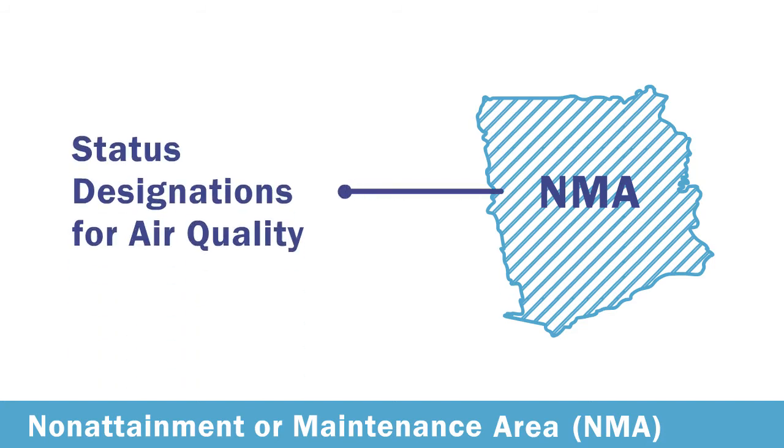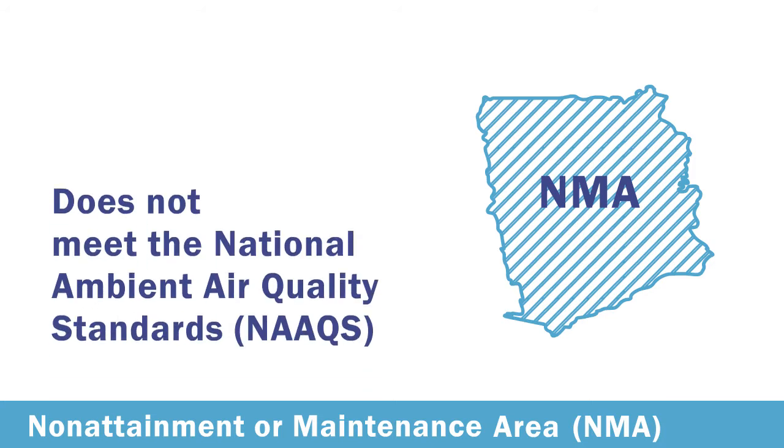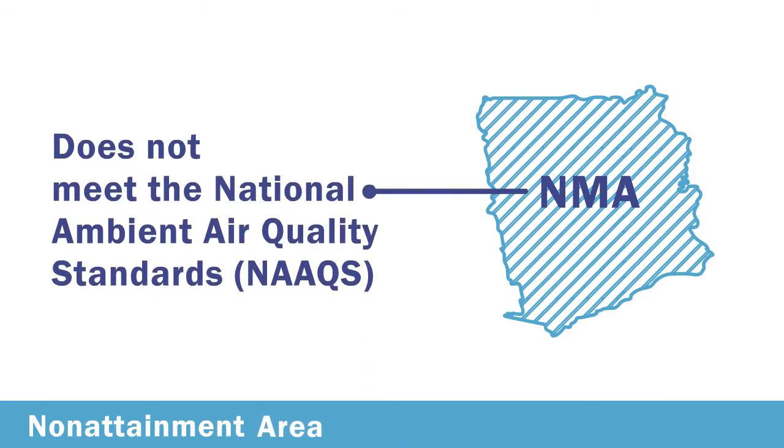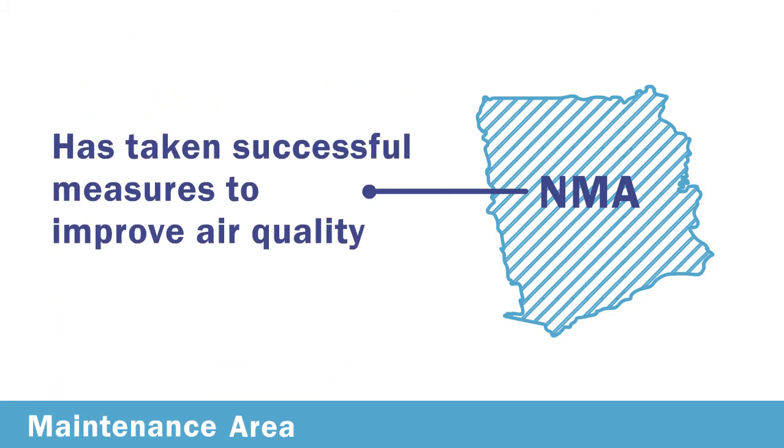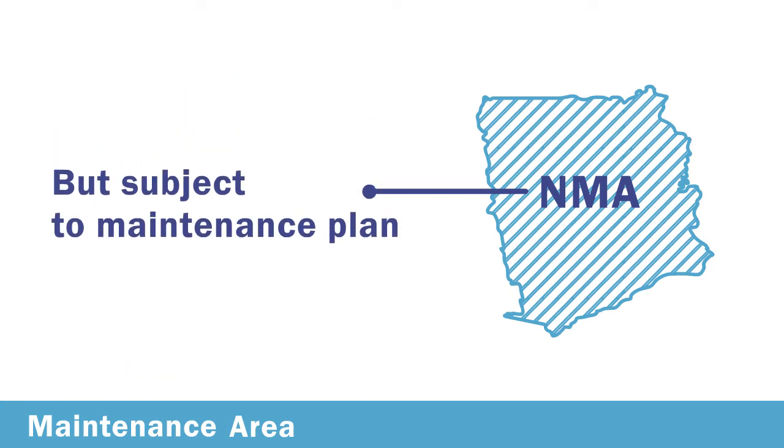These are status designations related to the Environmental Protection Agency, EPA's, determination of an area's air quality. Non-attainment area refers to a geographic area with monitored air quality that does not meet the National Ambient Air Quality Standards, or NAAQS, for specified air pollutants. Maintenance area refers to a former non-attainment area that has taken successful measures to improve the air quality, and which has then been redesignated as an attainment area but remains subject to a maintenance plan. Now that we've defined these key terms, let's move on to the applicability determination.